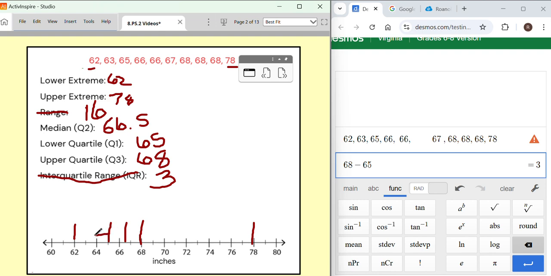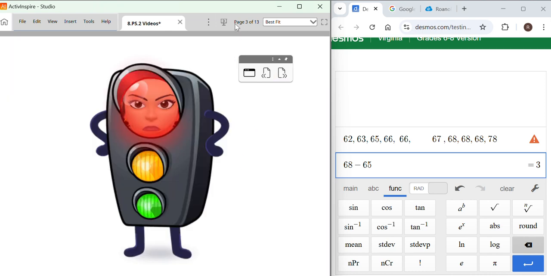Then you connect the two outer ones here, the two outer ones there. Those are your whiskers, and then you make the box. Okay? Now, remember I talked about that 78 being an outlier, being so much bigger or taller than all the other players? That's why this whisker is so long, because of that outlier. But remember, each section of the box plot contains 25% of the data.